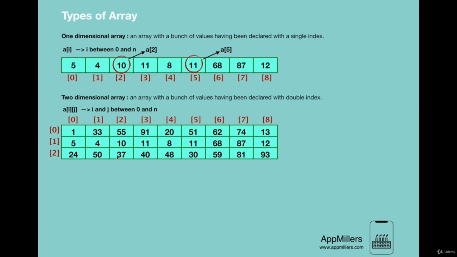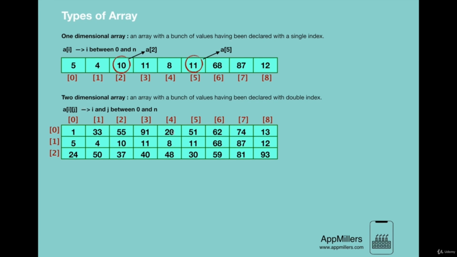Okay, let's see how we can access the elements of two-dimensional arrays. Here we have the index of columns, and here we have the index of rows. So to access an element in a two-dimensional array, we first put the row number, then the column number.